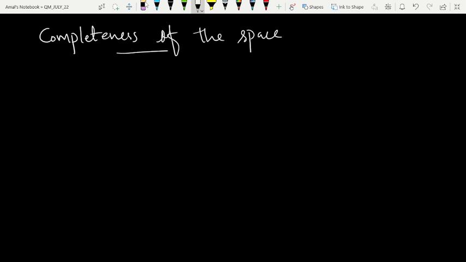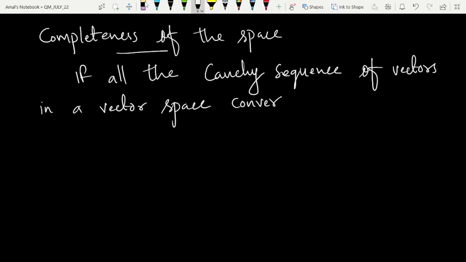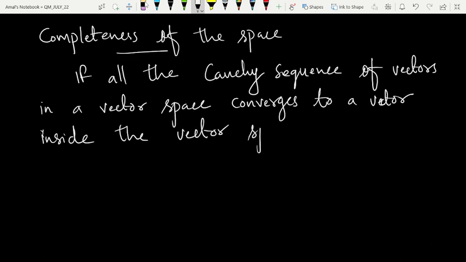So the definition says that if all the Cauchy sequences of vectors in a vector space converge to a vector inside the vector space, then we call that space complete. So what is the meaning of this?